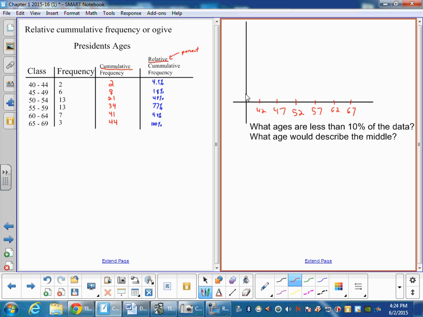And now we're going to plot these percentages. So this has to go up to 100%. 10, 20, 30, 40, 50, 60, 70, 80, 90, and 100%. I'm going to skip every other just so it's easier to read. And I'll label this percent. And then I'll label this president's age.